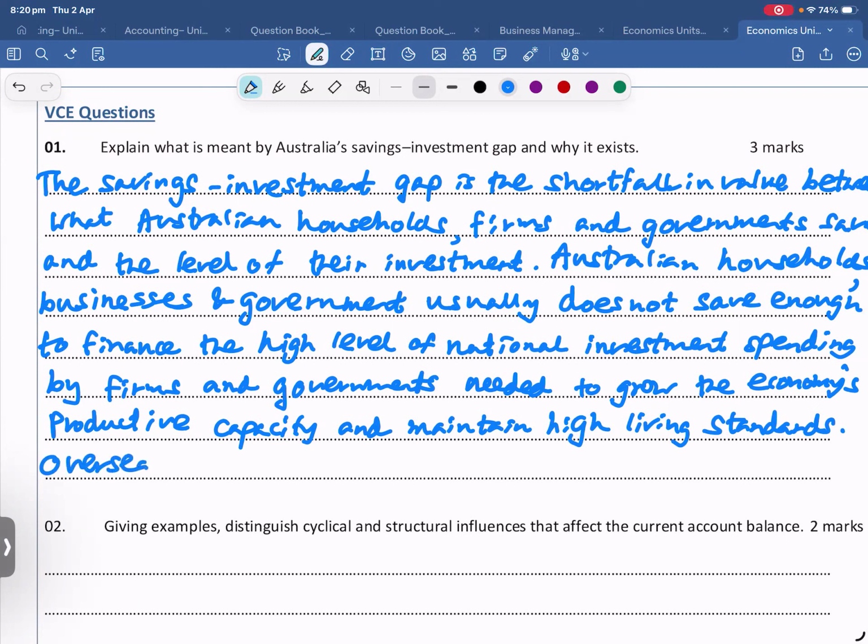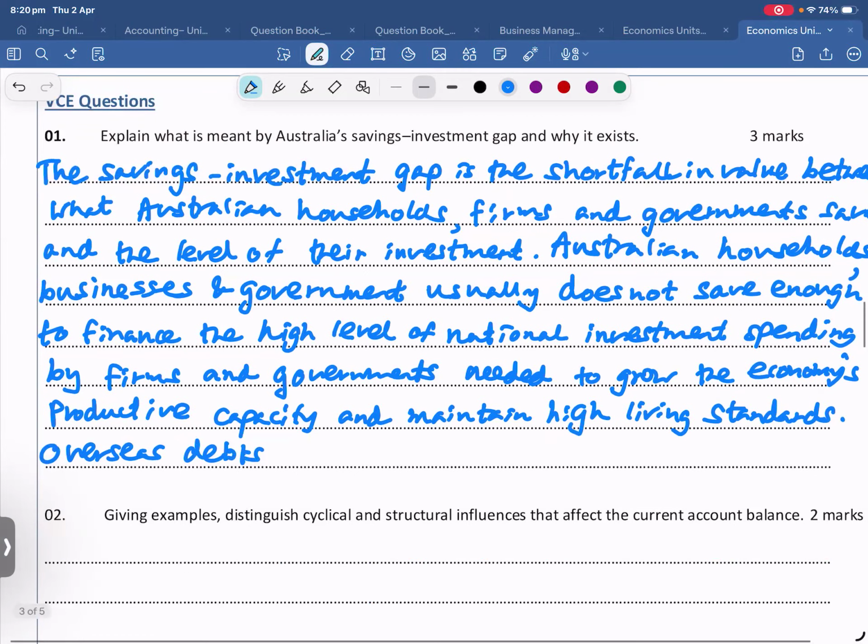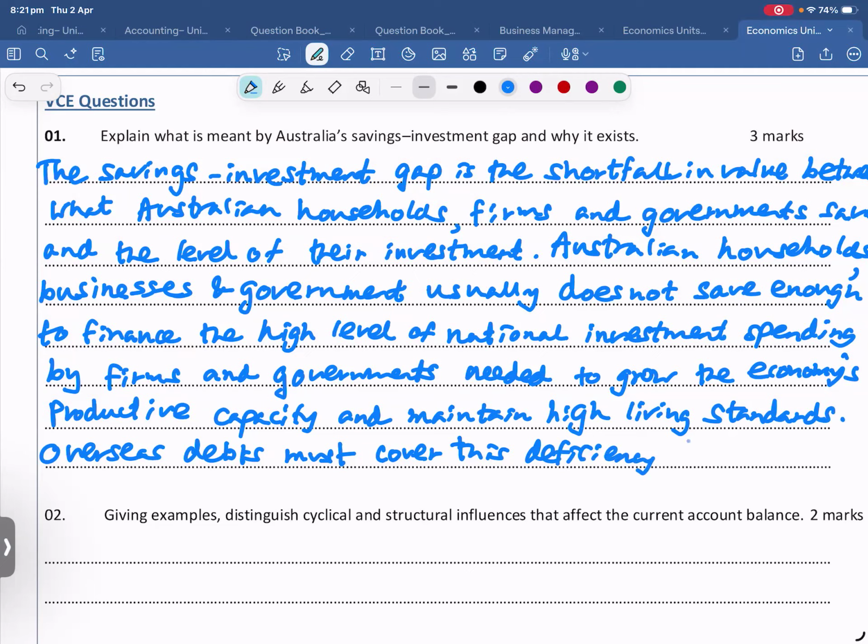Overseas borrowing, or maybe overseas debts, must cover this deficiency, adding to the net foreign debt, NFD.